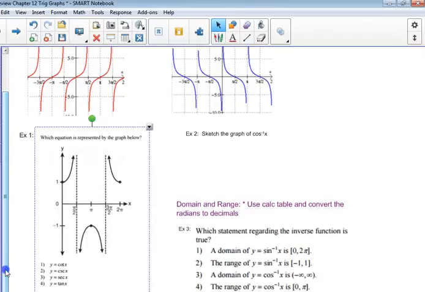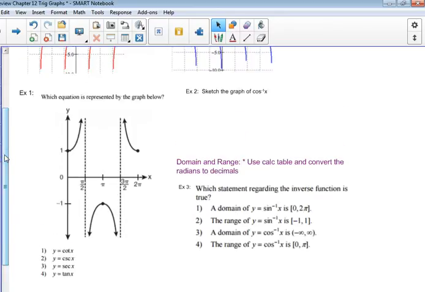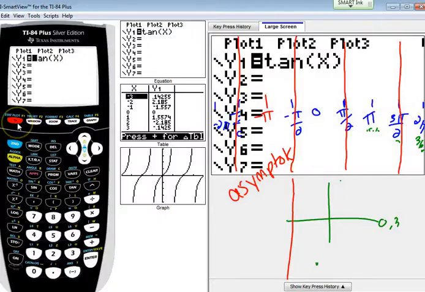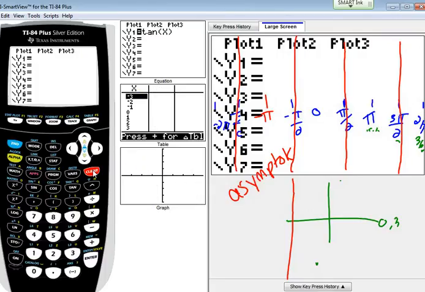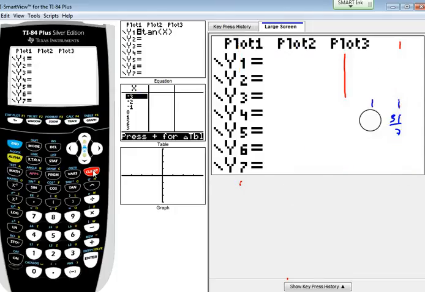If you guys are matching pictures to graphs, I think we had one like this recently. If I gave you this picture and I asked you which equation it is, use your calculator. If you try to type in cotan, do we have a cotan button? No. Well, good. Cotan, you could do 1 over tan. What else could you have done? Cosine over sine. Okay, 1 over tan is easier, so let's do that.